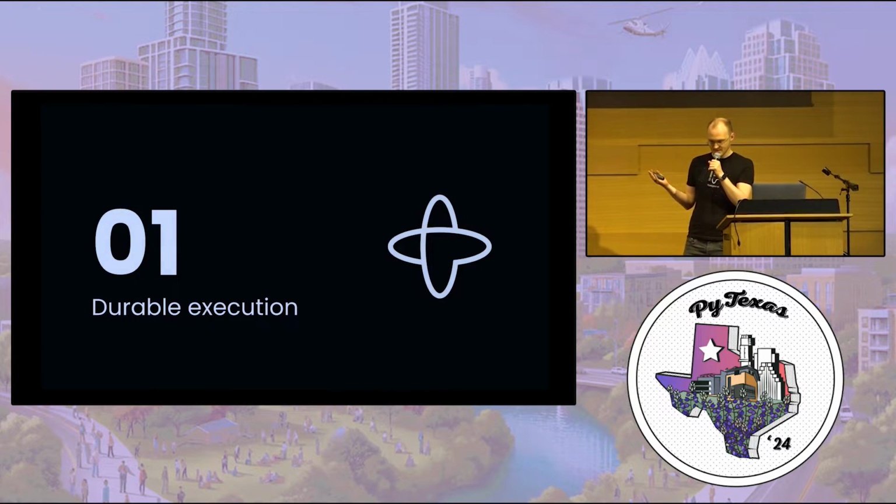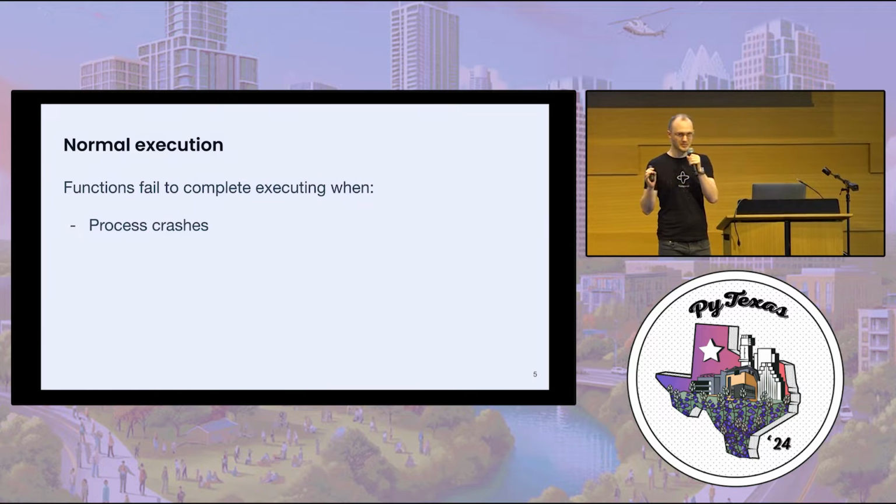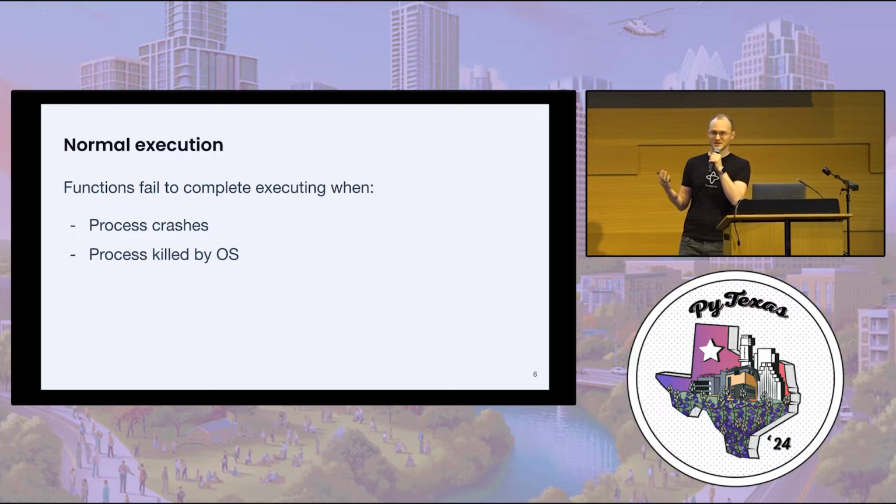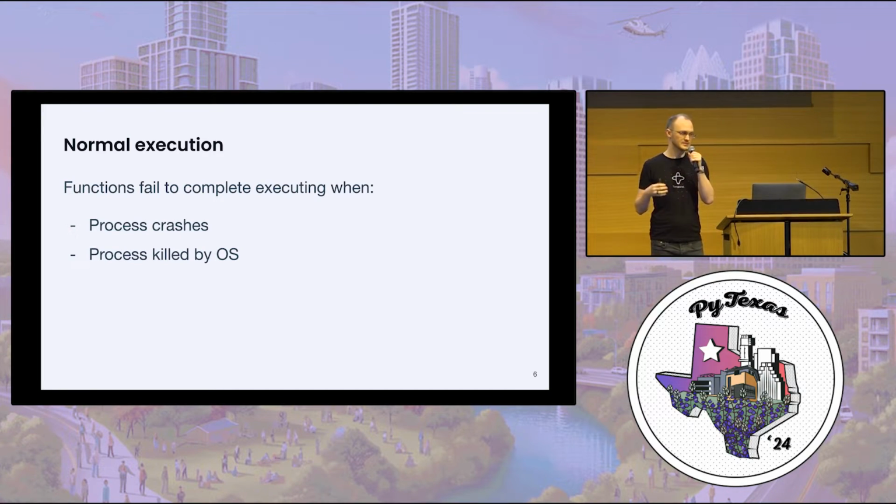So what the heck is this thing called durable execution? An important property of normal execution is that functions fail to complete executing in a number of different situations. For instance, the process crashes, maybe a divide by zero or unhandled exception. Maybe the process is killed by the OS, or the pod is killed by the Kubernetes node because it used too much CPU or RAM.